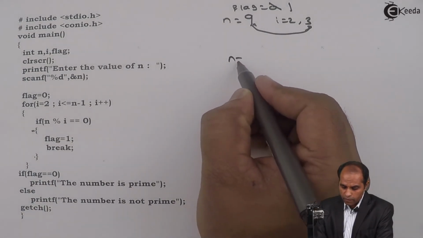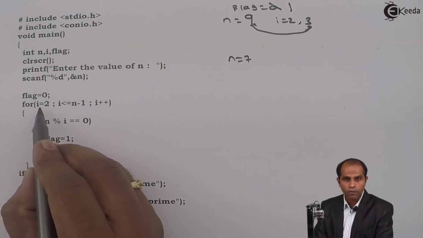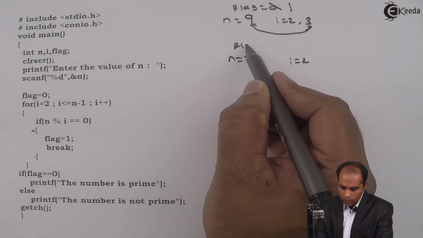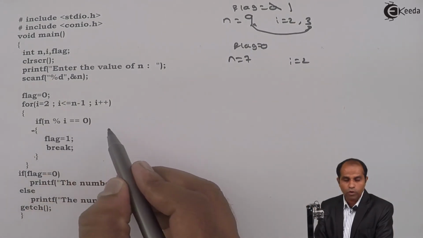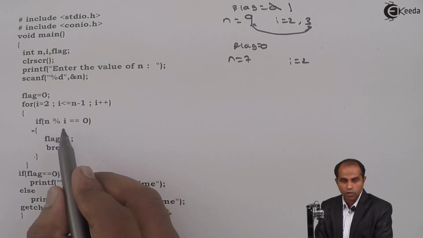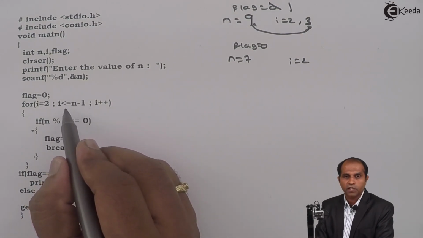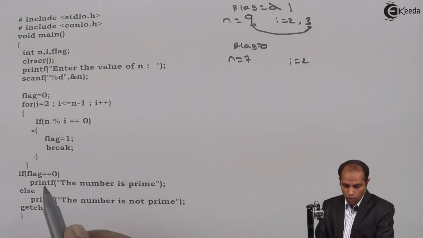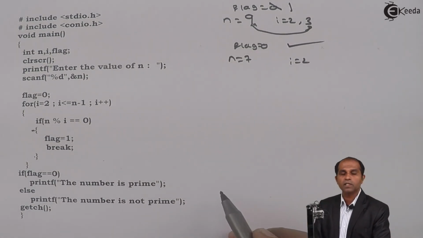If n is 7, how does it work? The for loop starts with 2, i is 2. Initially flag is 0. 7 mod 2 equal to 0, false. 7 mod 3 equal to 0, false. 7 mod 4, false. 7 mod 5, 7 mod 6. So when you go back, the for loop quits by the condition. If it quits by the condition, you will observe that flag is still 0. 0 equal to 0, true. Number is prime. So for n as 7, the number is declared as prime.